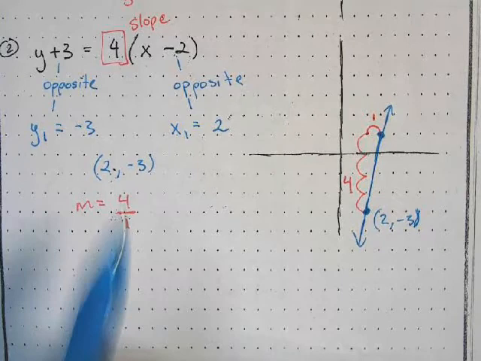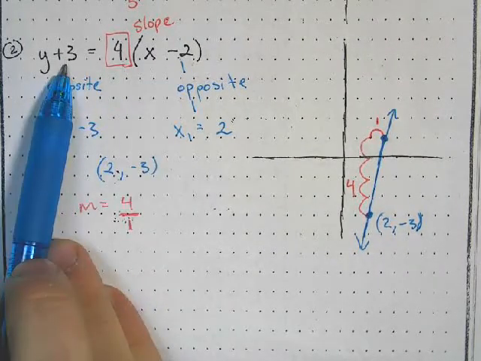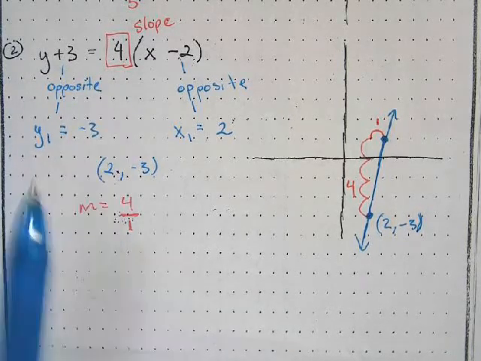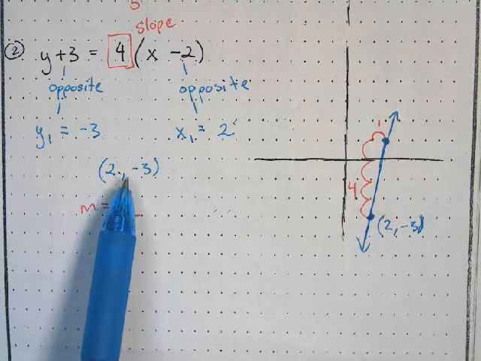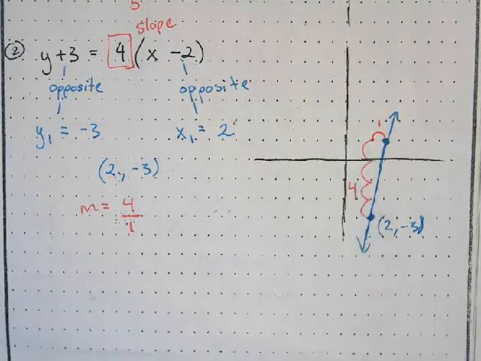So the key is really this identifying piece. Can we identify our point given this equation? Can we identify the slope given this equation? Once you identify everything, we plot a point, we use the slope, we draw a line.